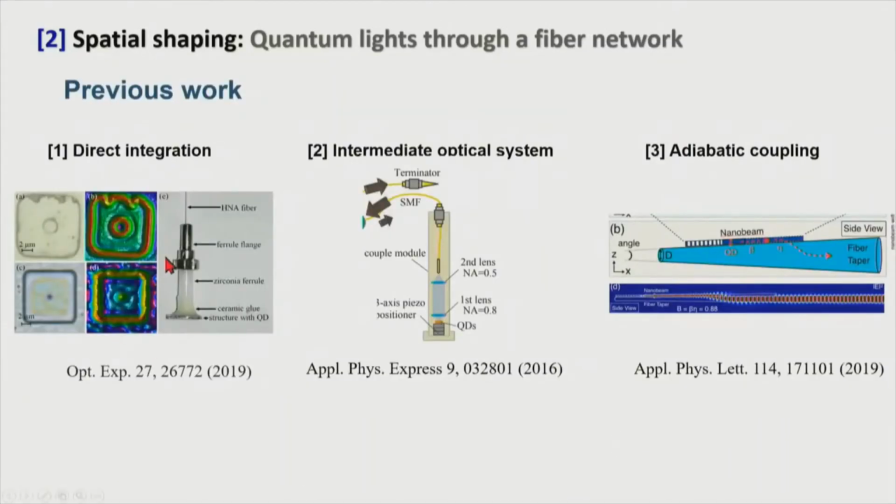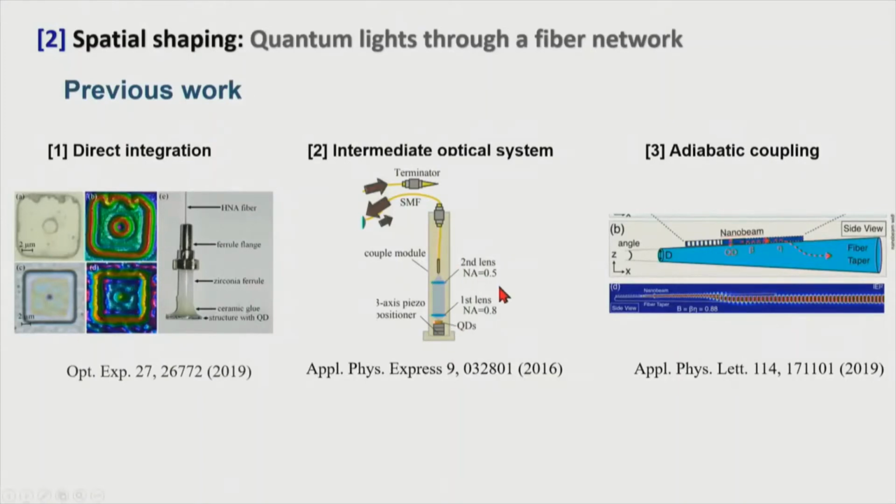Direct integration can be done by just attaching the single mode fiber to the chip, but we can guess how low the coupling efficiency is. Alternatively, we can consider adding an intermediate optical system here, so we can mediate the mode mismatch between the quantum dot source and the fiber.